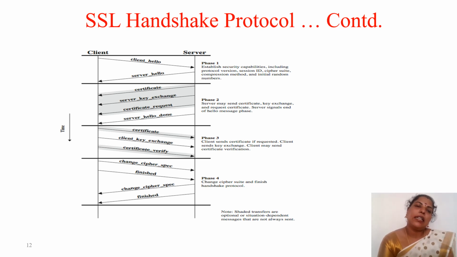See here how the steps happen in this handshake protocol. It is for the client-server communication. In order to create a session, we need a handshake protocol. First, the client sends a client hello message to the server. Phase 1 establishes security capabilities including protocol version, session ID, cipher suite, compression method, and initial random numbers. The sender sends a hello message and the receiver replies with a server hello message.